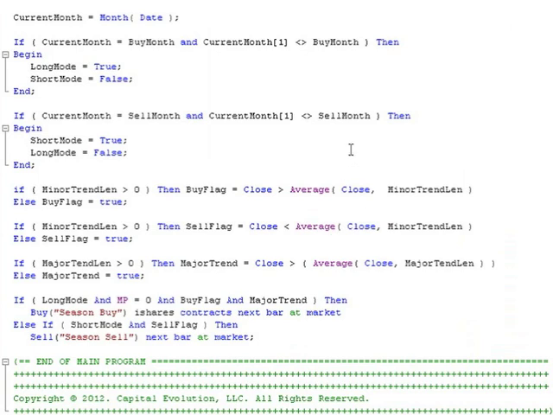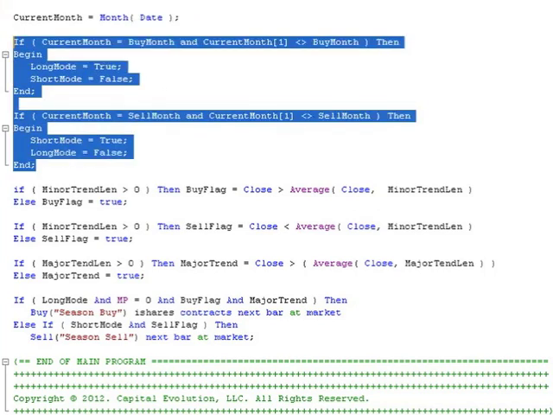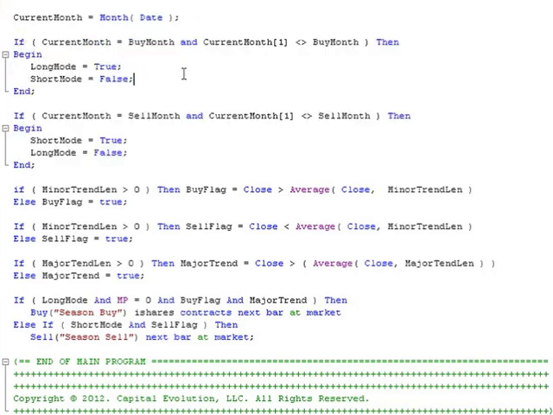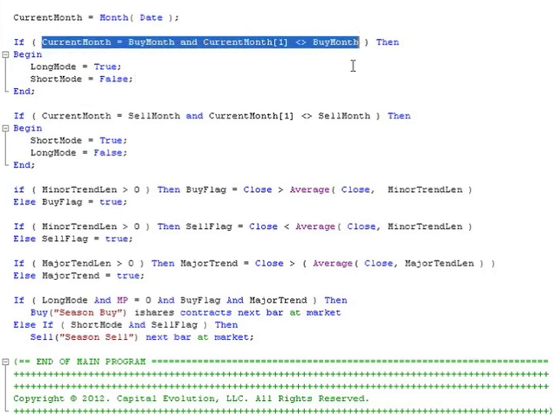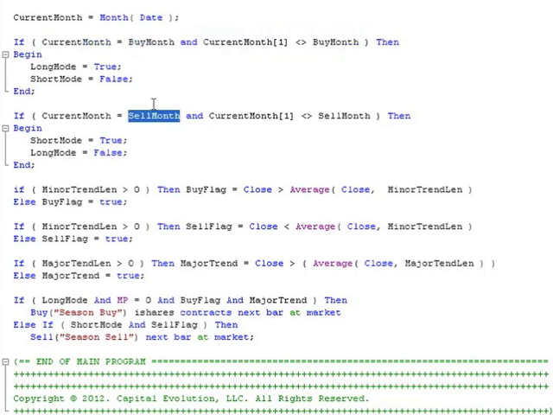Okay, for those interested in the strategy code, the first thing we do is restore the current month. And the next section of code here, what we're actually doing is looking for when the months switch between our buy and sell type modes. What this allows us to do is set these variables. I call these state variables. And it tells us what state are we in. Are we in our long mode and our short mode?